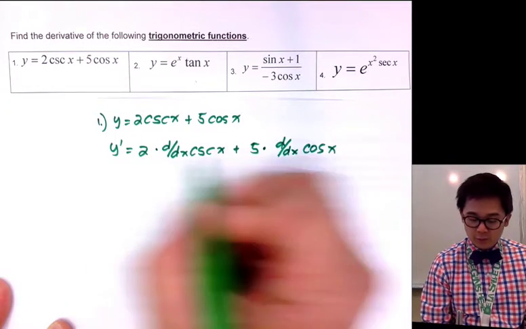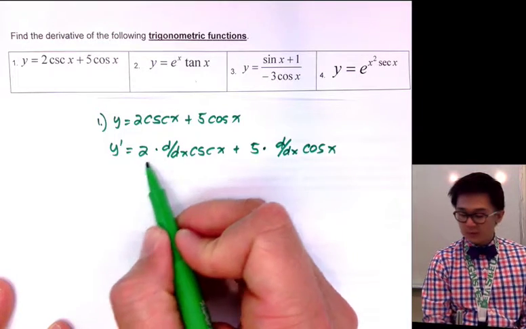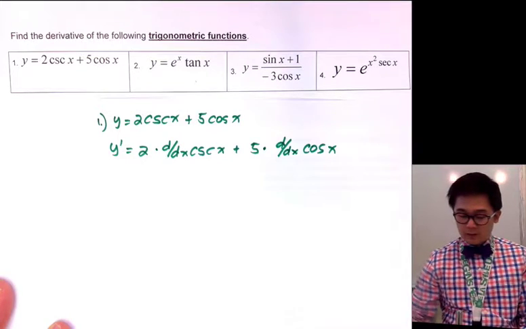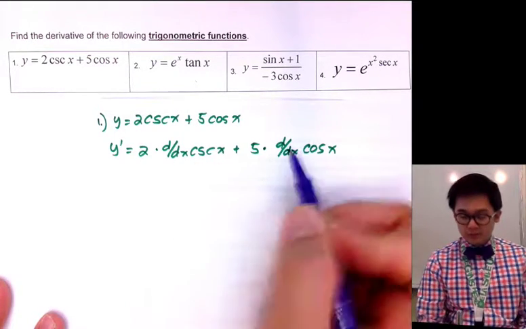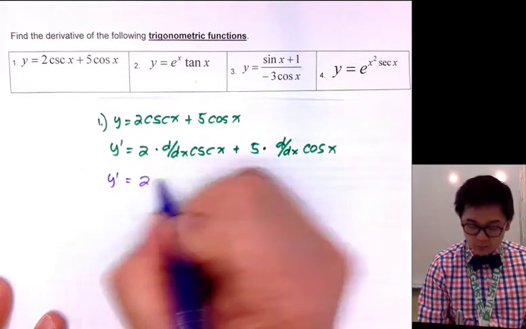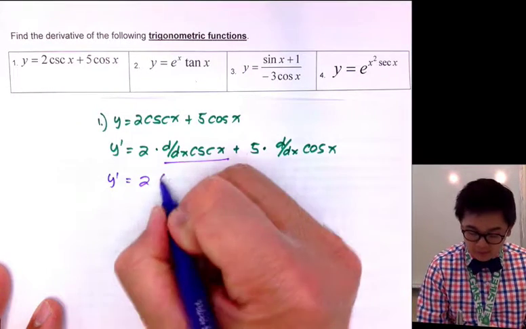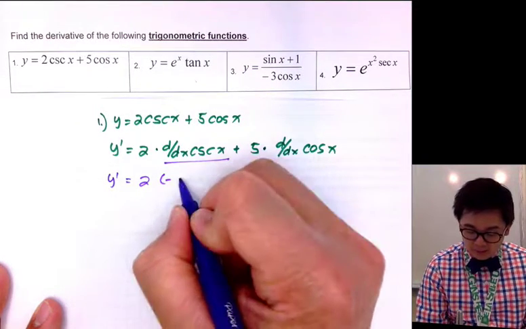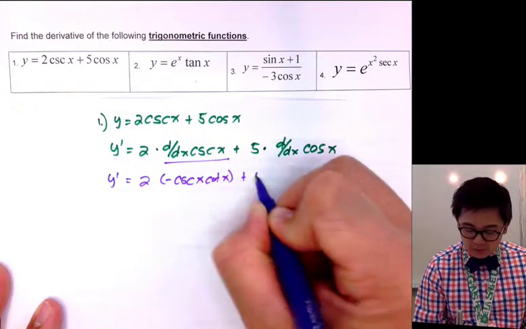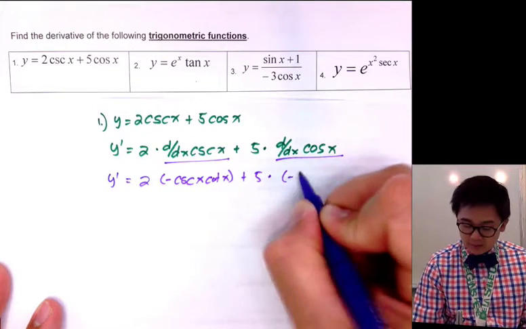Notice that the two coefficients or constants of these functions are just set aside right here, so I can find the derivative of each function easier. So y prime is equal to 2 times the derivative of cosecant x, which is simply negative cosecant x cotangent x, plus 5 times the derivative of cosine x, which we know is negative sine x.